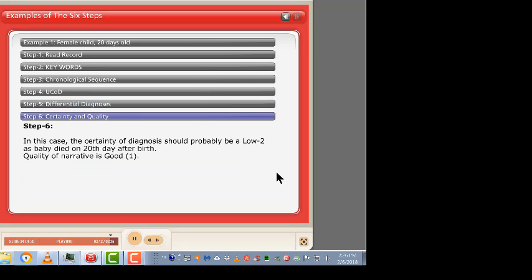Step 6. In this case, the certainty of diagnosis should probably be a low or 2 as the baby died on 20th day after birth. Quality of narrative is good 1.